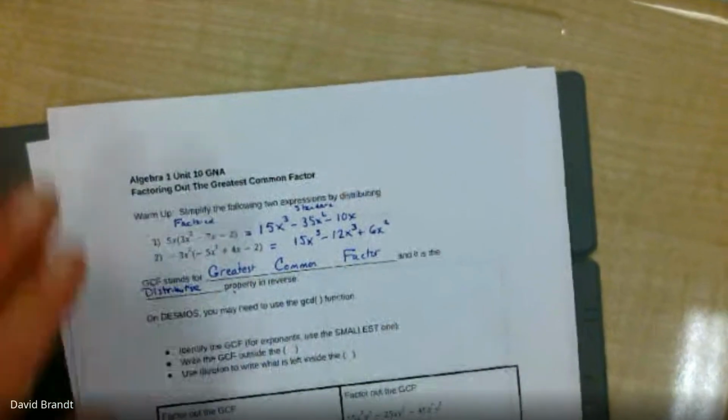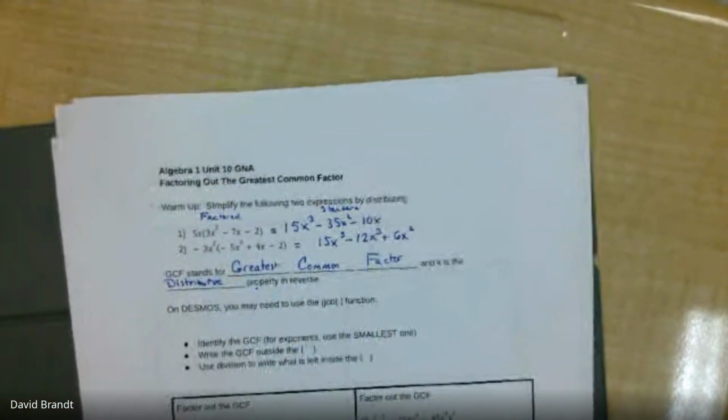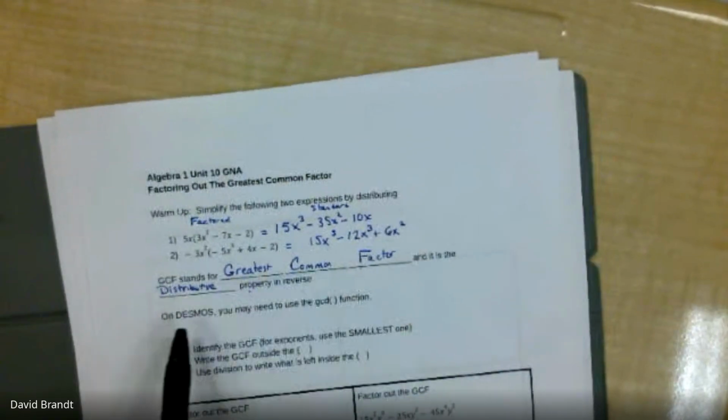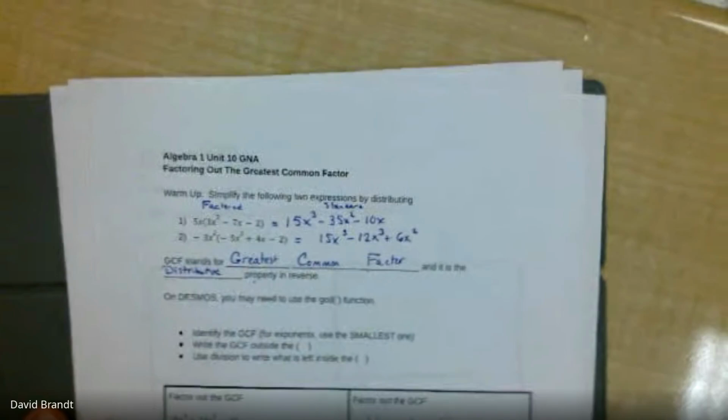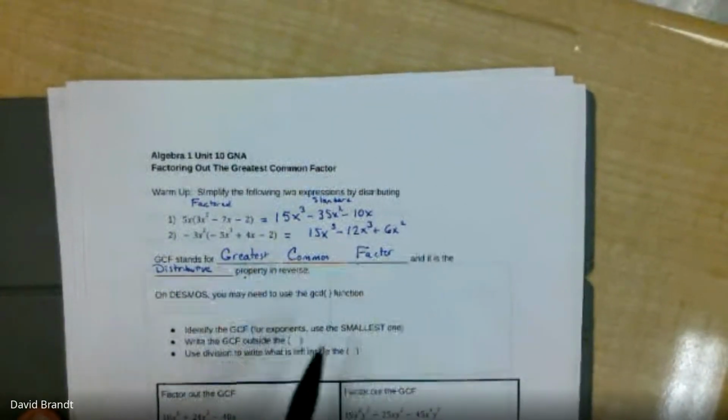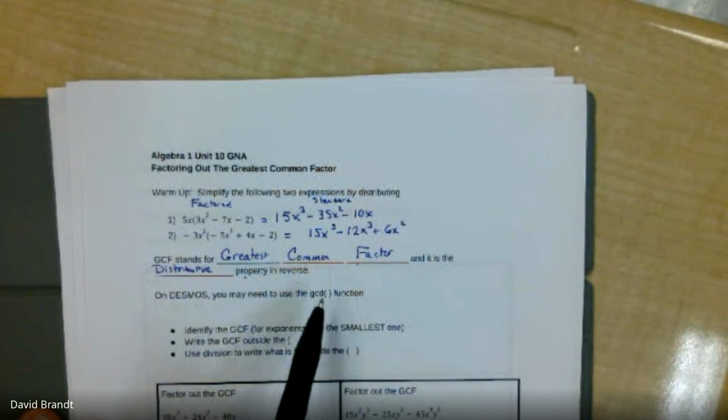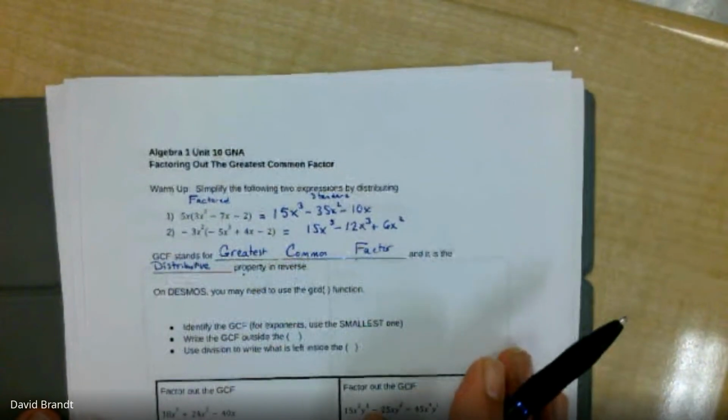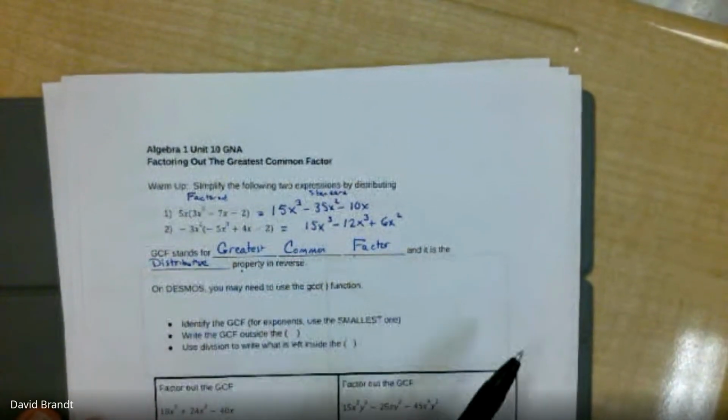Now, on Desmos, you're going to be using a function. If you don't know your times tables inside and out, you can use Desmos and a feature called GCD. That stands for greatest common divisor. They don't call it greatest common factor. They call it greatest common divisor on Desmos. But you're going to use that to help you along a little bit.